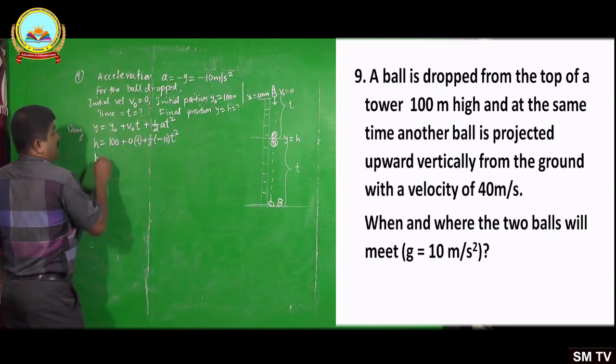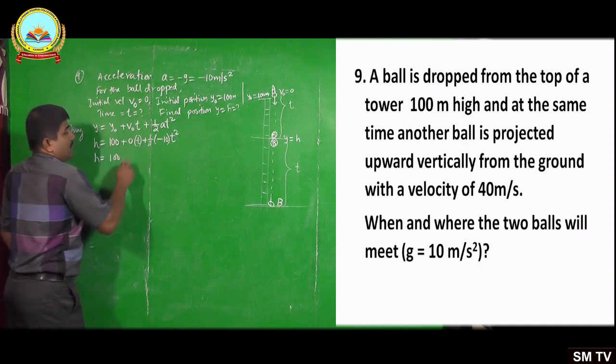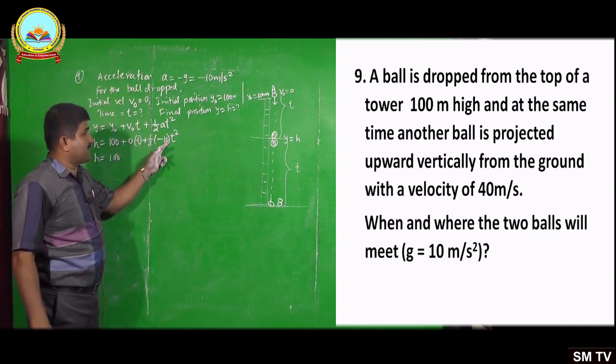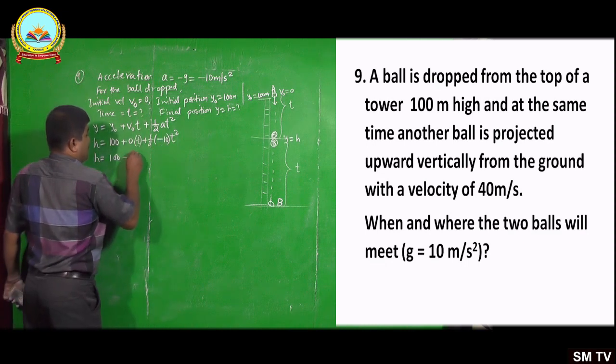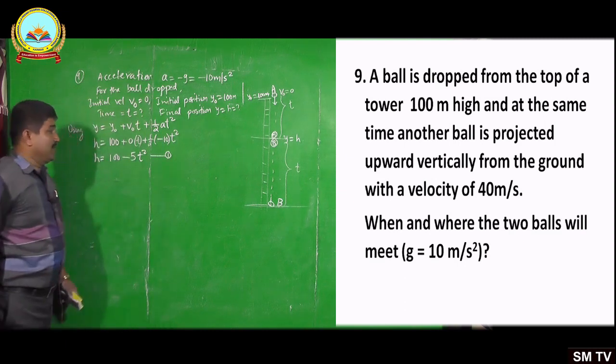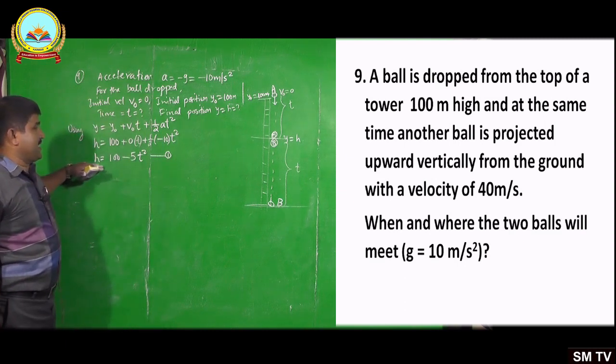So now h equal to 100. Now 0 into t is 0, then half into minus 10 is minus 5. So minus 5 t square. So this I will take as equation 1. Okay, I got some relation between h and t.